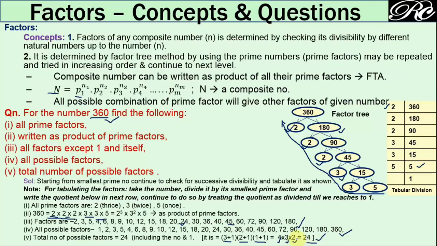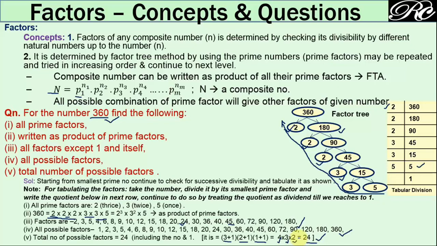So this way, by knowing a number and making its factor tree or tabular division, we can get all possible factors, all the prime factors, and the total number of factors. These are the important part of this.